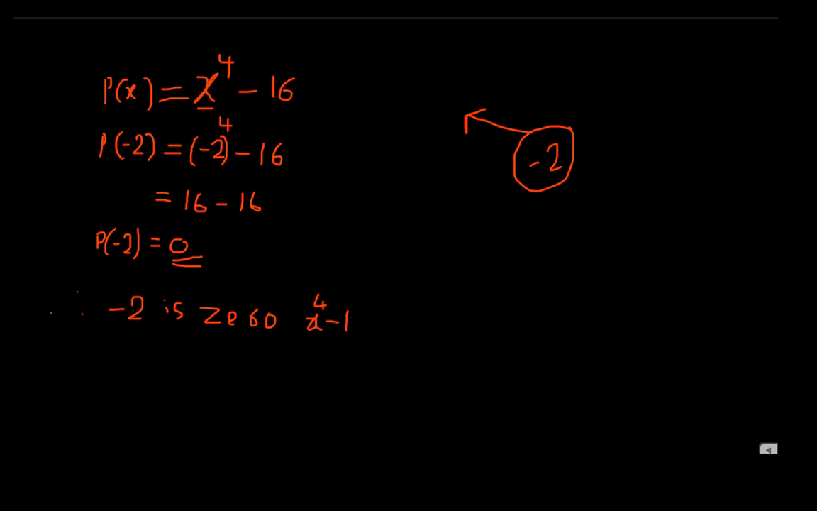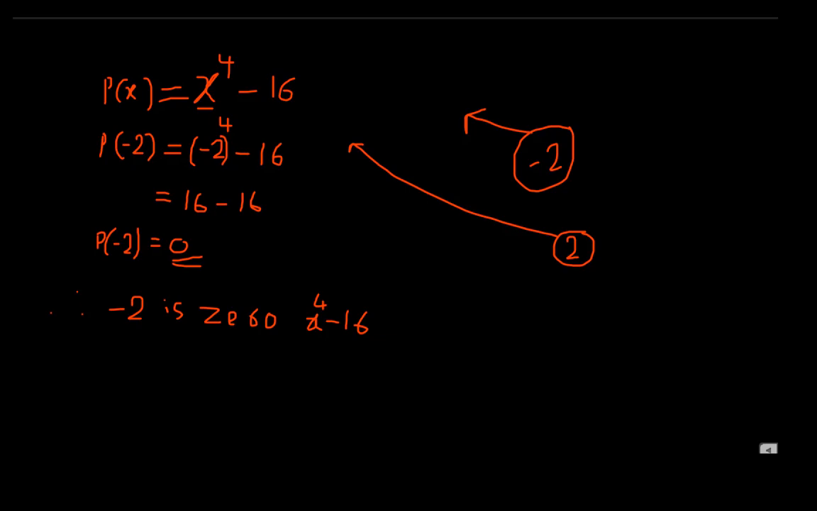that is x power 4 minus 16. Similarly, we can also check for the next value, that is 2. For this, substitute 2 in the place of x and verify whether the polynomial value is becoming 0 or not. If it is 0, then we say 2 is also the zero of the given polynomial, otherwise not.